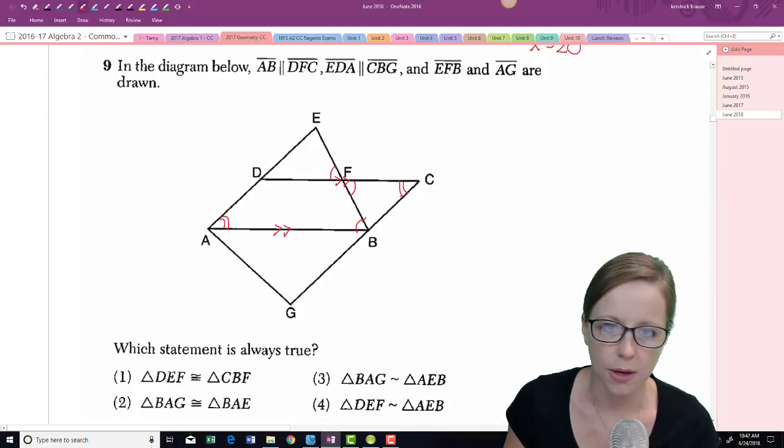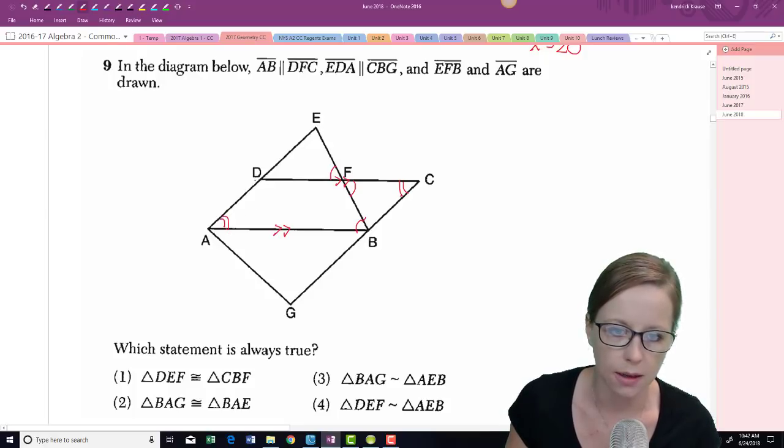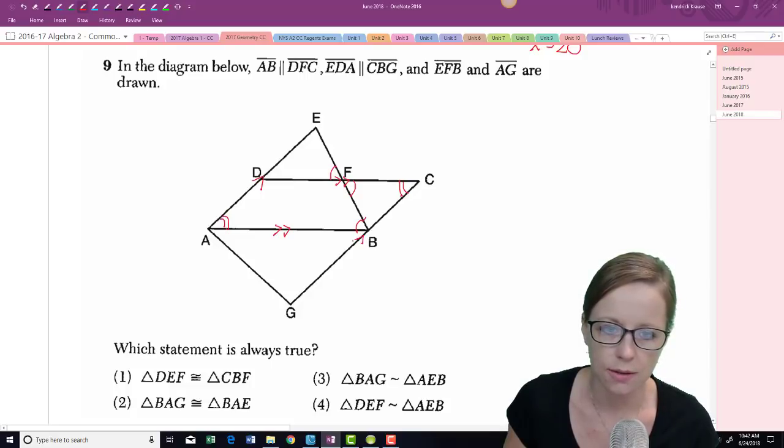Okay, let's go back up here. EDA is parallel to CBG. Fine. EFB and AG are drawn. Fine. Which statement is always true?